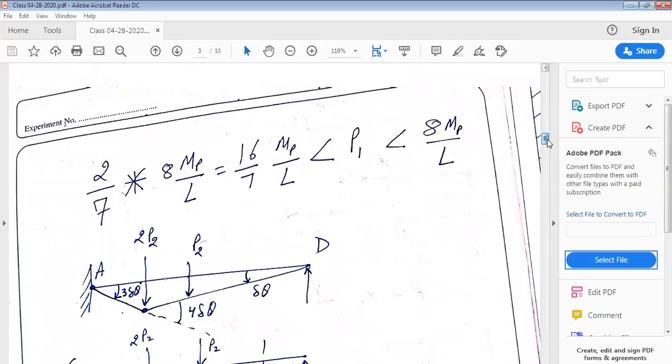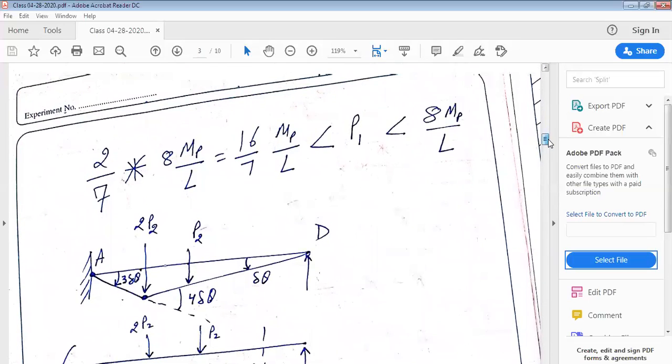Now let us proceed further and propose another collapse mechanism. In this collapse mechanism, we can see that there are two plastic hinges. On the left end, the plastic hinge is experiencing a rotation of 3 delta theta, and at a distance of x equal to L by 4, the plastic hinge is experiencing an angular rotation of 4 delta theta, and the hinge at the rightmost end is experiencing a rotation of delta theta.